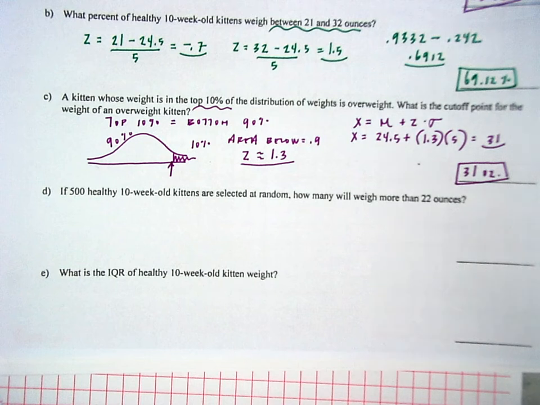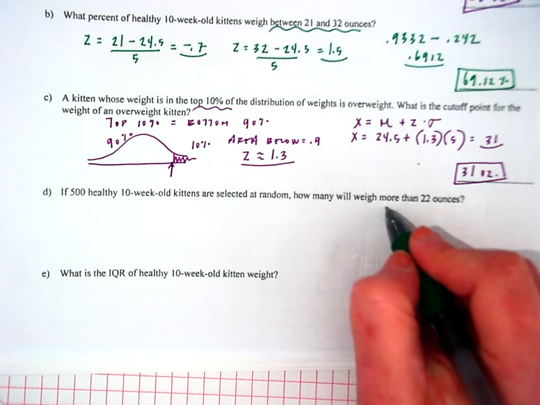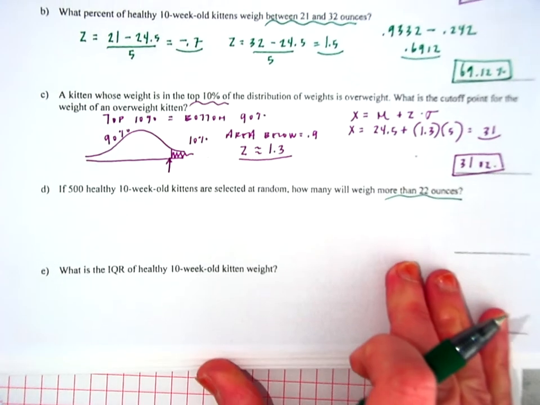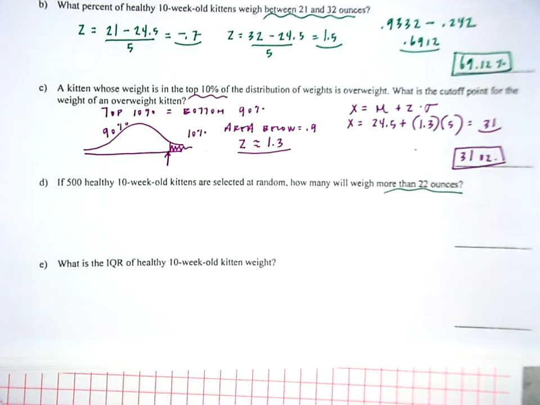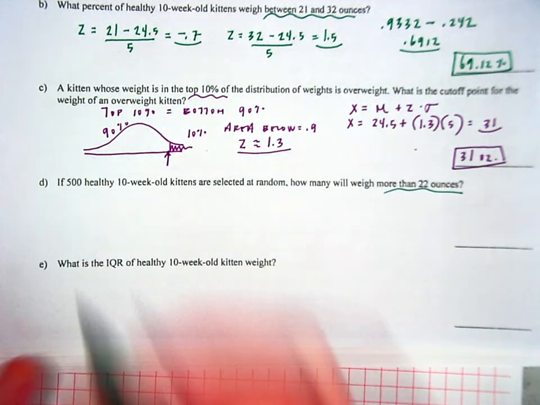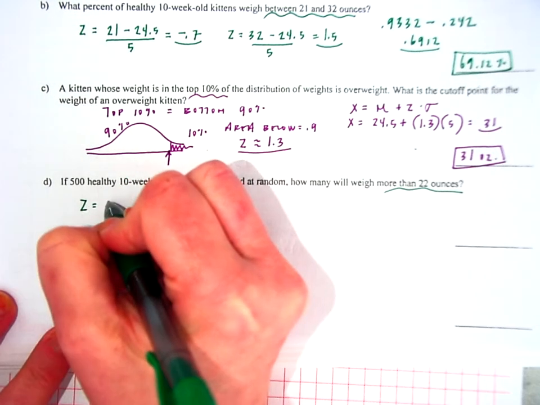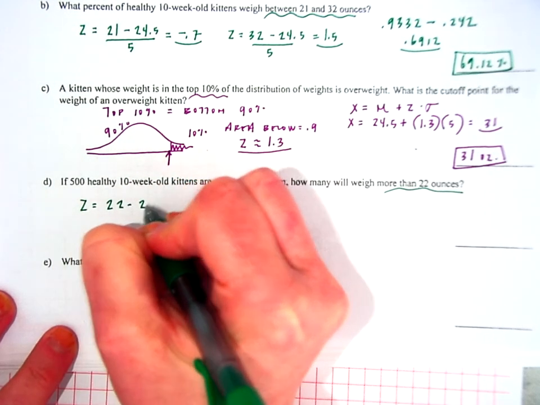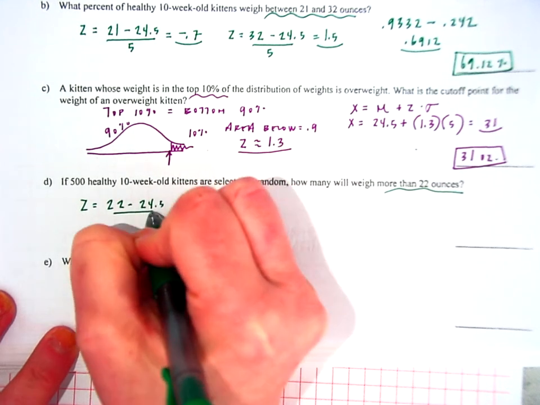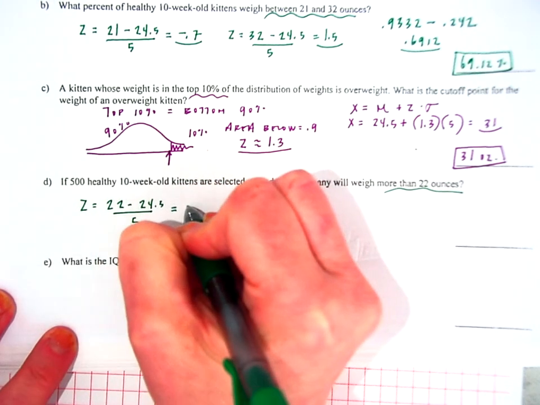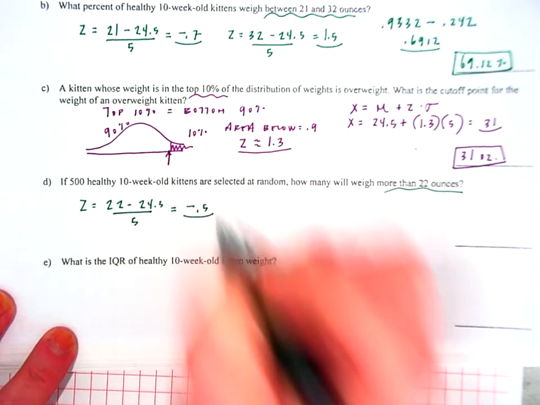All right, next up. If 500 healthy 10-week-old kittens are selected at random, how many will weigh more than 22 ounces? First I have to find the proportion of these sweet baby kitties that weigh more than 22 ounces. So I need to figure out, again, what's the z-score? So z equals 22 minus 24.5 over 5. So I get a negative 0.5 for my z-score.